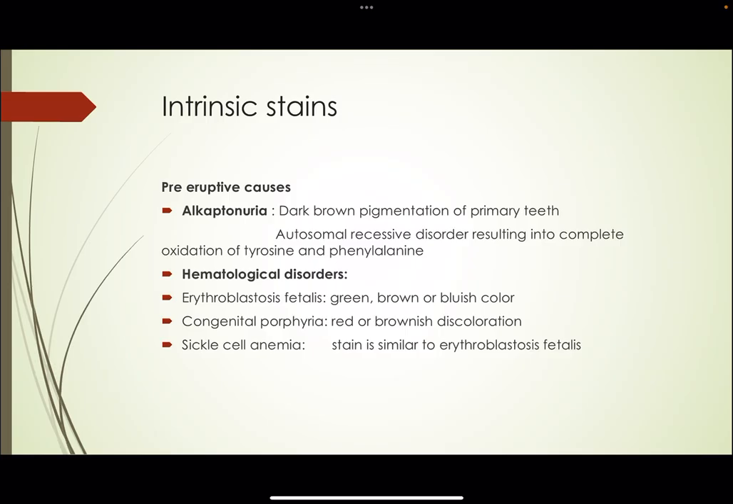Now, intrinsic stains, we have already discussed the pre-eruptive causes. Alkaptonuria causes dark brown pigmentation of primary teeth. It's an autosomal recessive disorder resulting in incomplete oxidation of tyrosine and phenylalanine. Hematological disorders include erythroblastosis fetalis, which gives green, brown, or bluish color. Congenital porphyria gives red or brownish discoloration. Sickle cell anemia stain is similar to erythroblastosis fetalis.